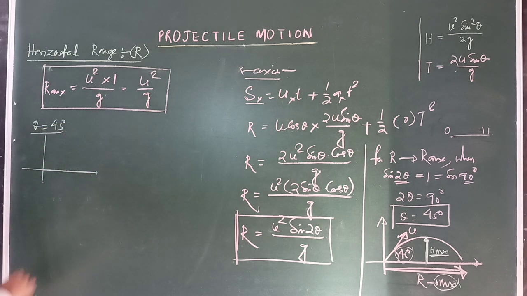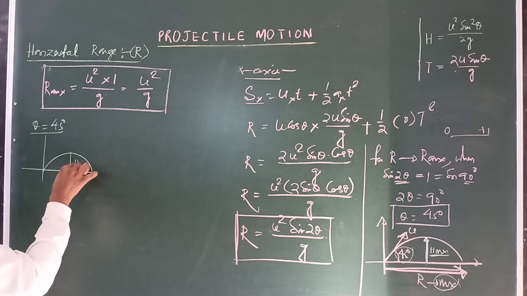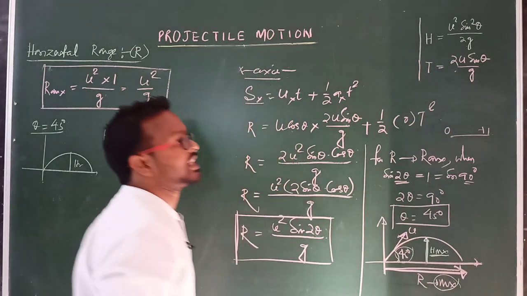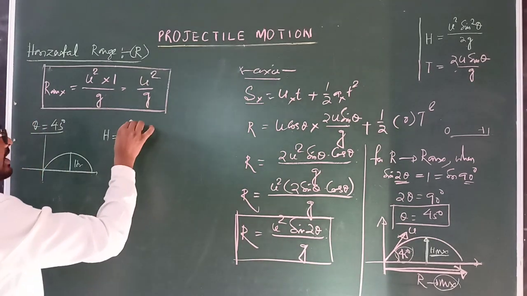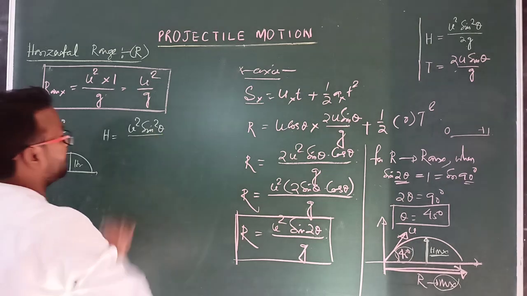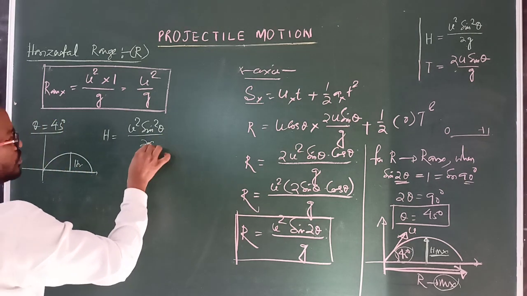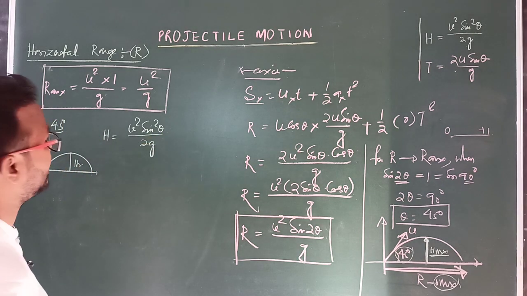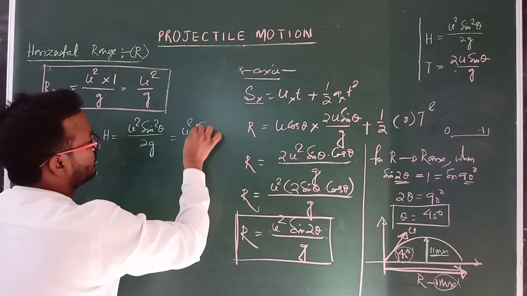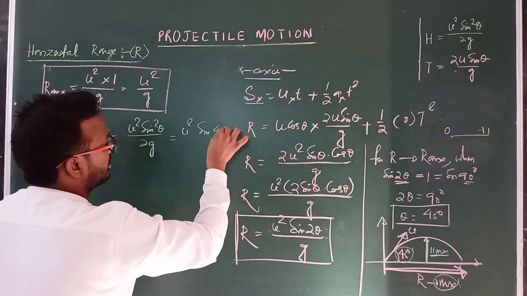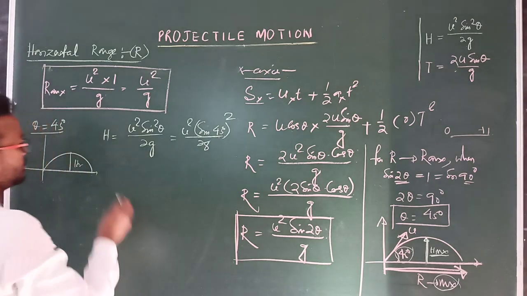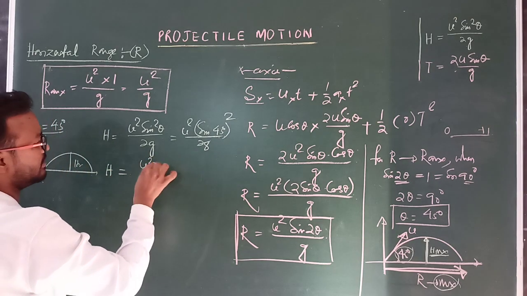Then we have to find this maximum height, because the formula is h equals u square sin square theta by 2g, and theta here is 45 degrees. So we can write u square sin 45 degrees, its whole square, divided by 2g, and h equals how much?